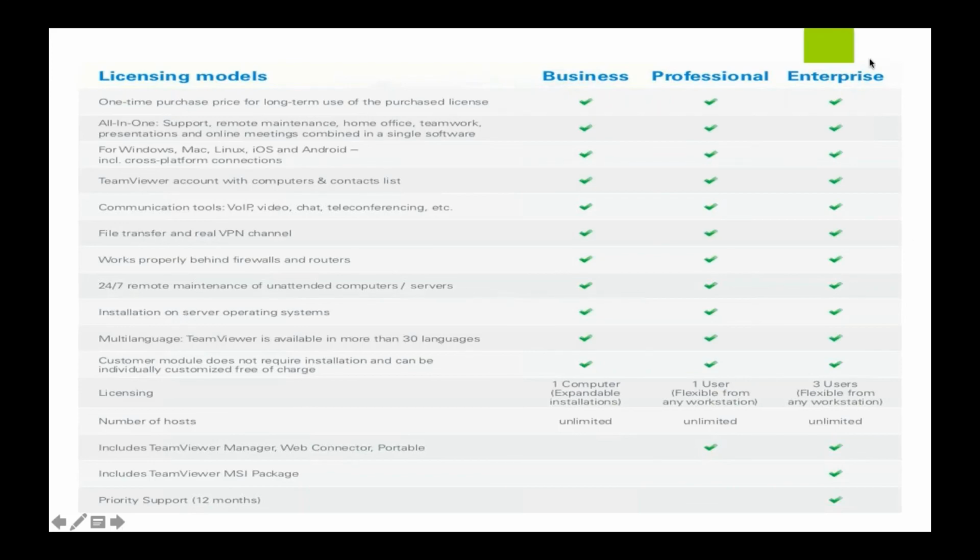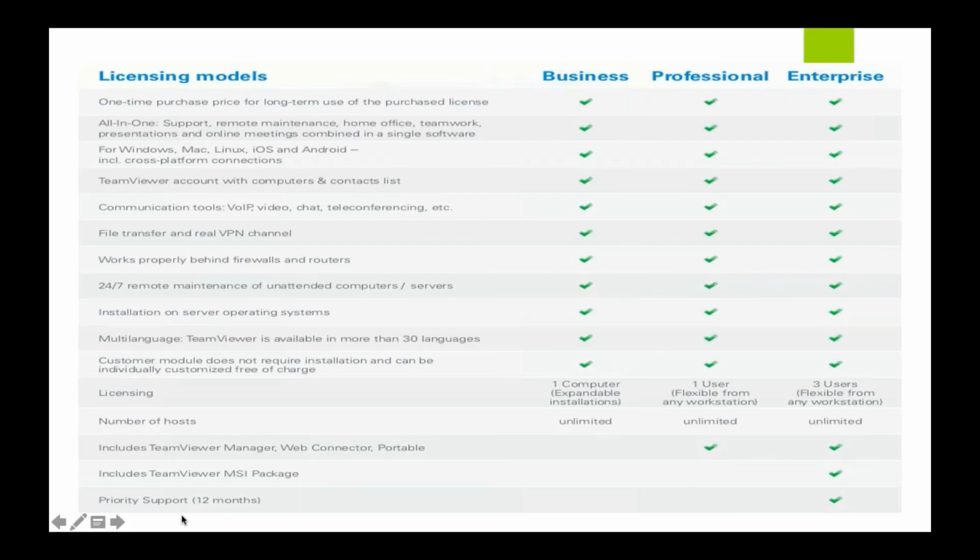In the licensing part for the business model, we have only one computer usage and an extension for installing. A lot of other computers can still use it, but only one user is recommended, and the hosts are unlimited. In the professional model of TeamViewer, we have one user and unlimited hosts. We have flexibility from any workstation, so this can be used on any station.